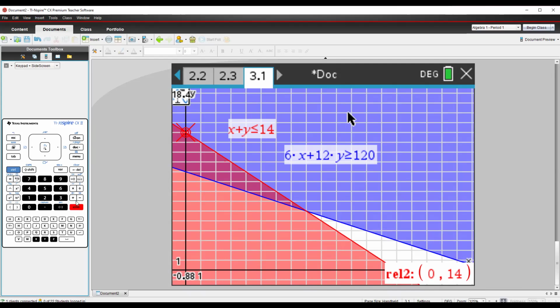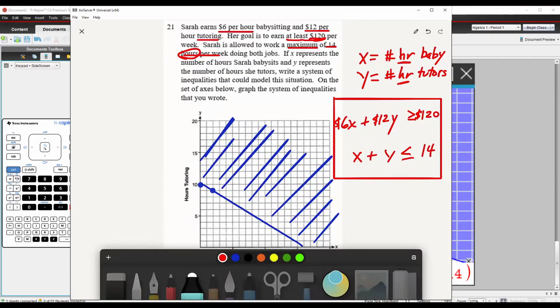So I can go to my graph paper now. I'm going to go to 0, 14. Not good. Let me try that again. 0, 14 right there. And now I just need another point on that line.